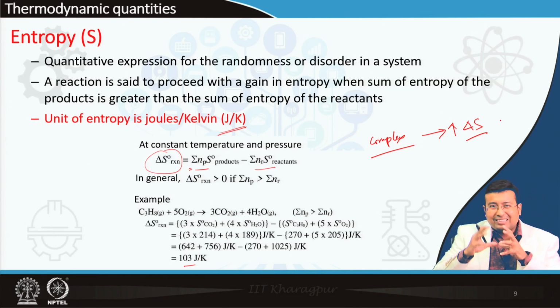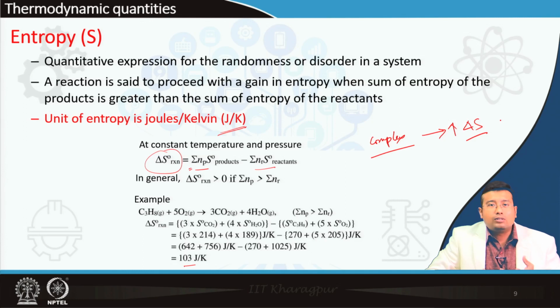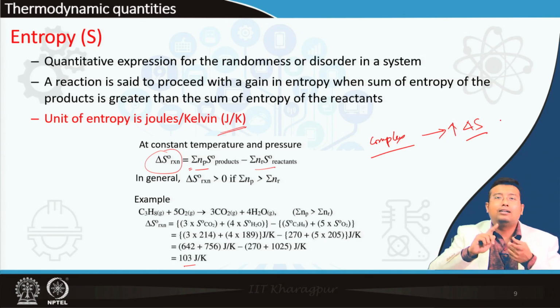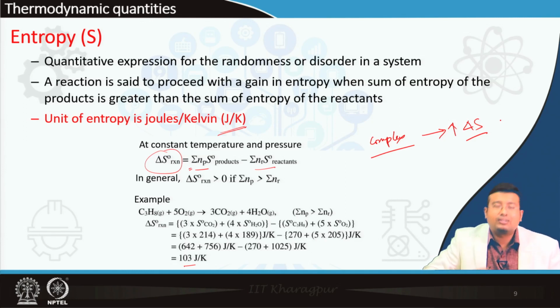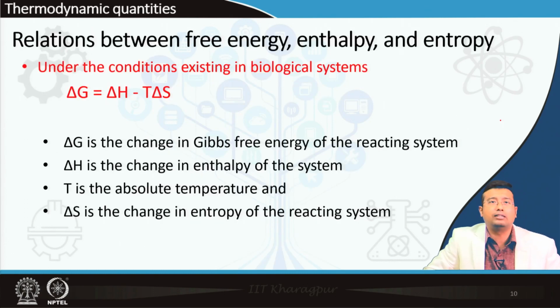Because the more complex the compound is, the more bonds there are, and they have multiple probabilities of adjusting themselves in multiple angles, so they can twist and turn. This gives rise to more disorder. That is why a complex compound will have more entropy. So, what is the relation between these two?